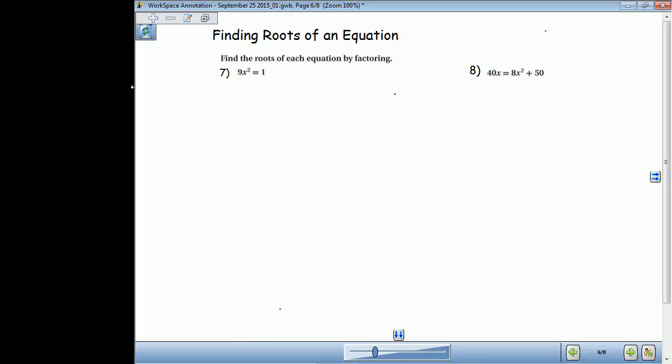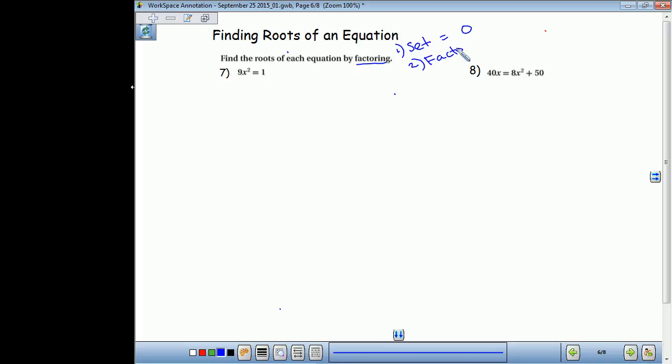We're going to solve the first one by factoring. So to solve by factoring, step 1 is to set the equation equal to 0. And then step 2 would be to factor. So this first equation is really simple to set equal to 0. We just have to move the 1 over.